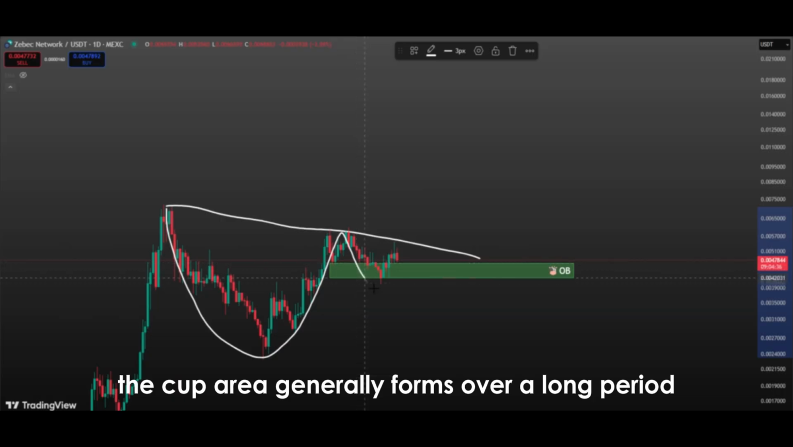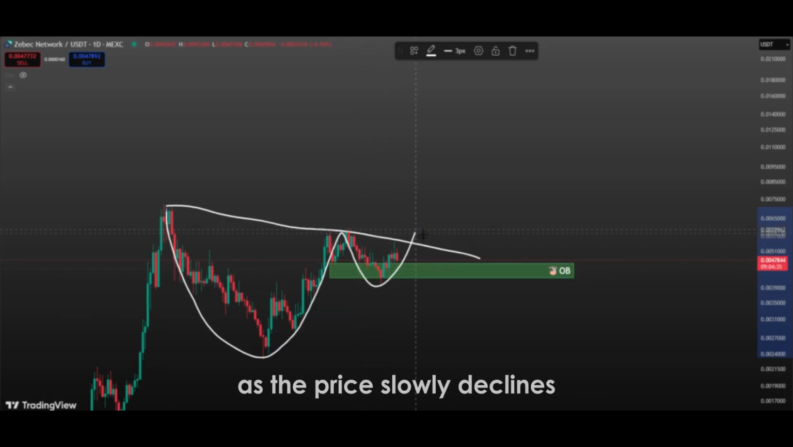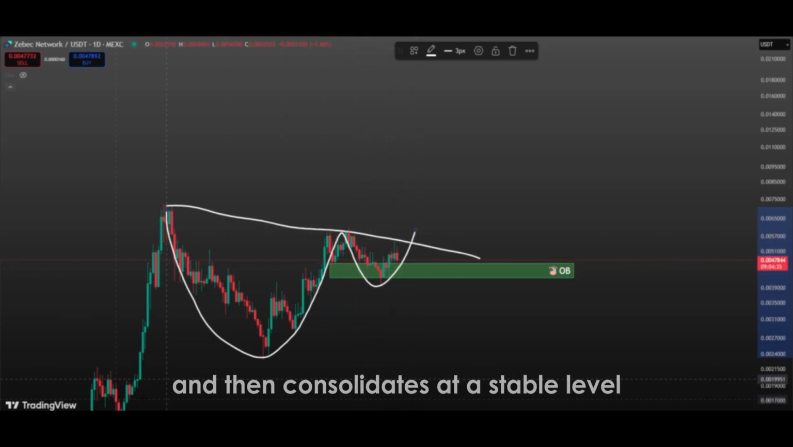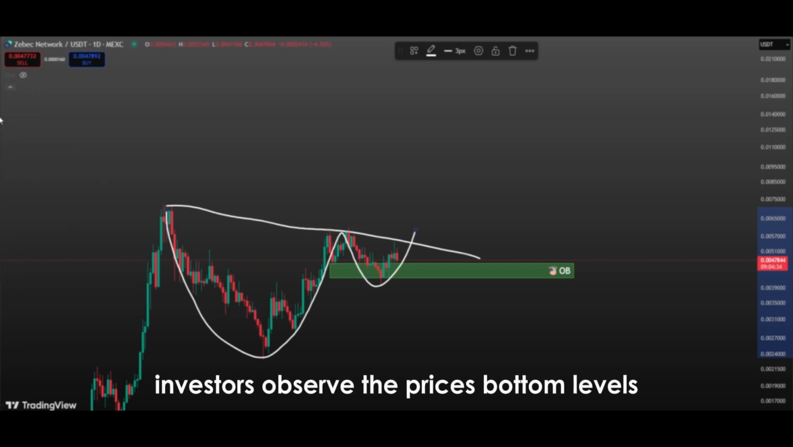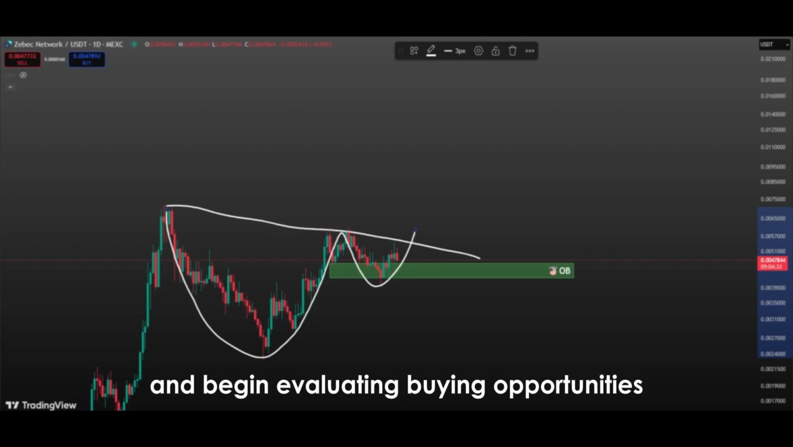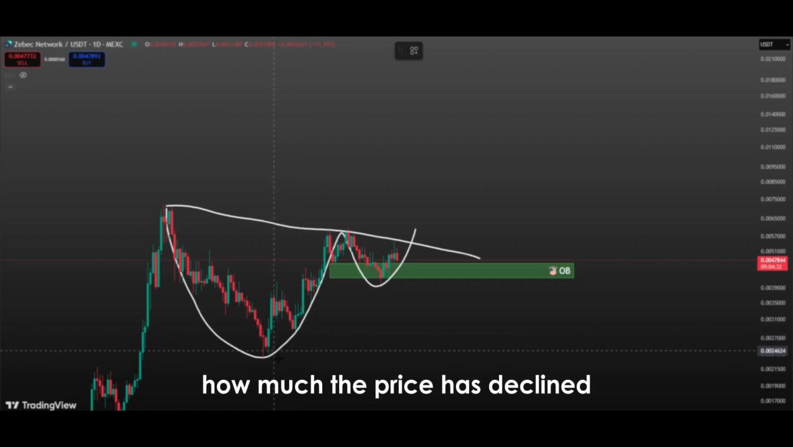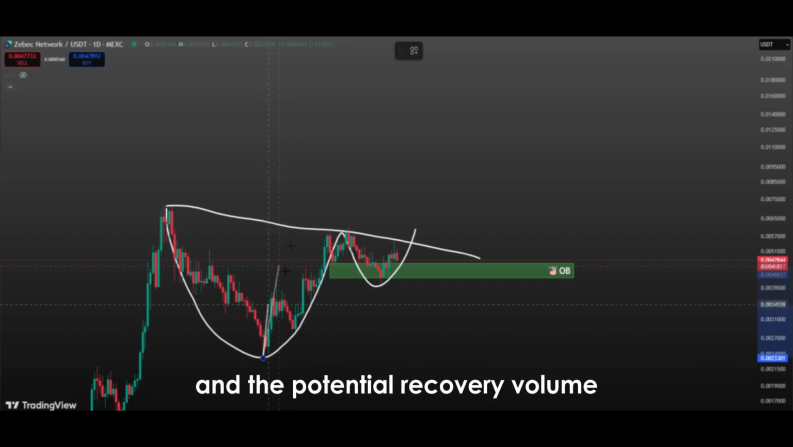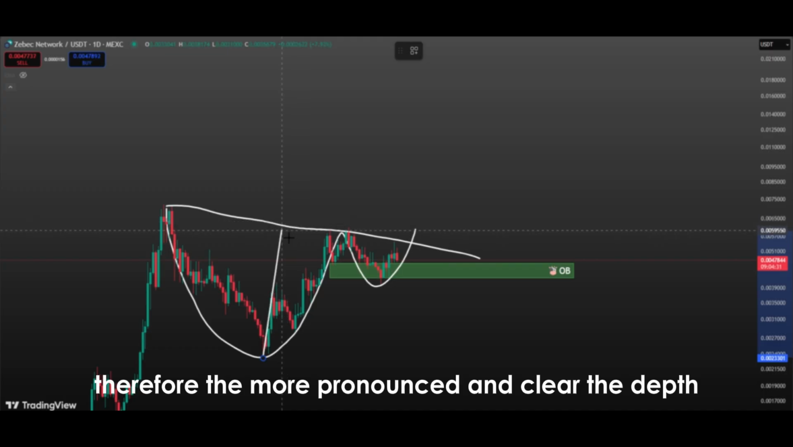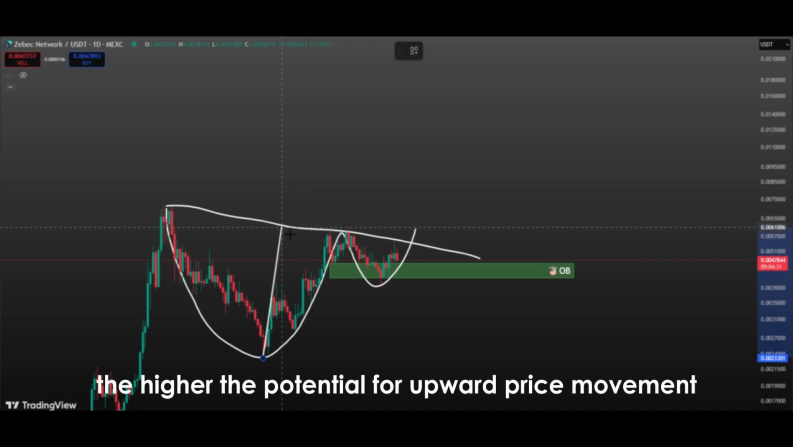The cup area generally forms over a long period as the price slowly declines and then consolidates at a stable level. During this process, investors observe the price's bottom levels and begin evaluating buying opportunities. The depth of the cup indicates how much the price has declined and the potential recovery volume. Therefore, the more pronounced and clear the depth, the higher the potential for upward price movement.